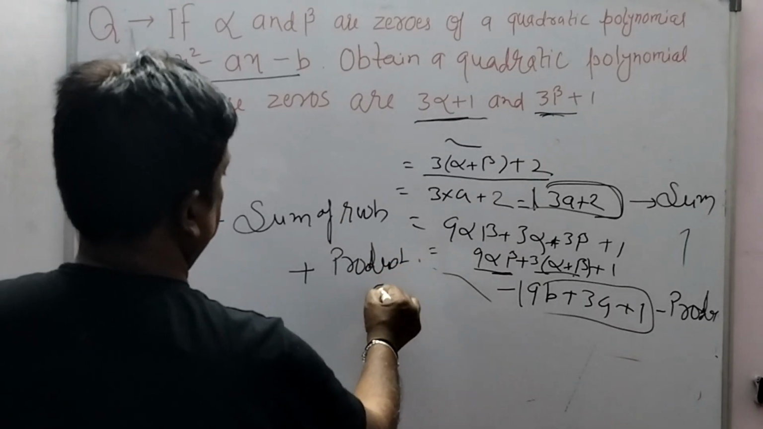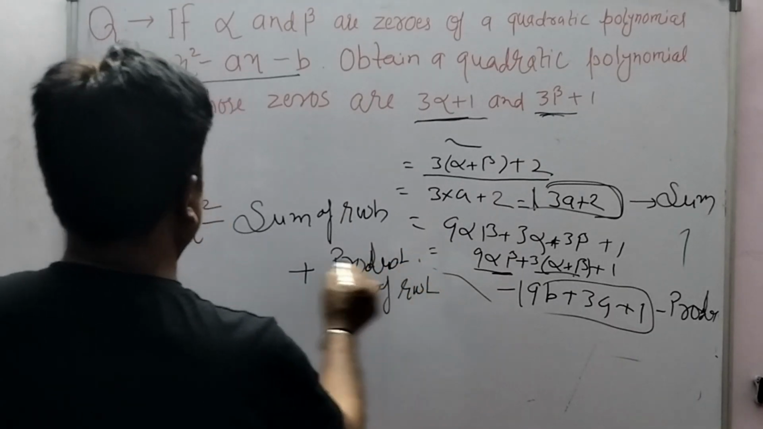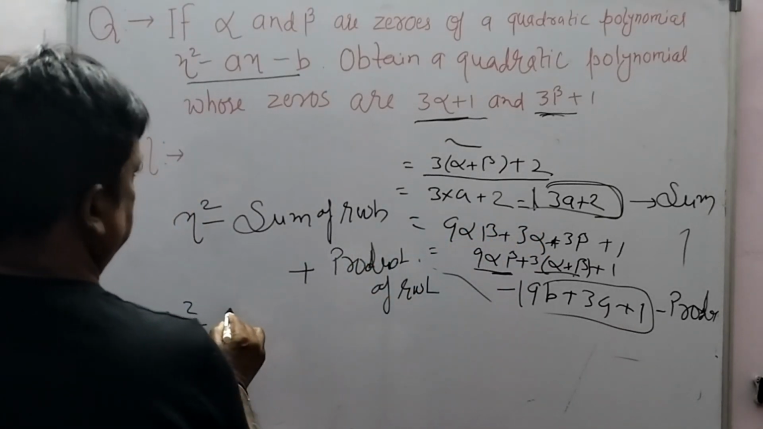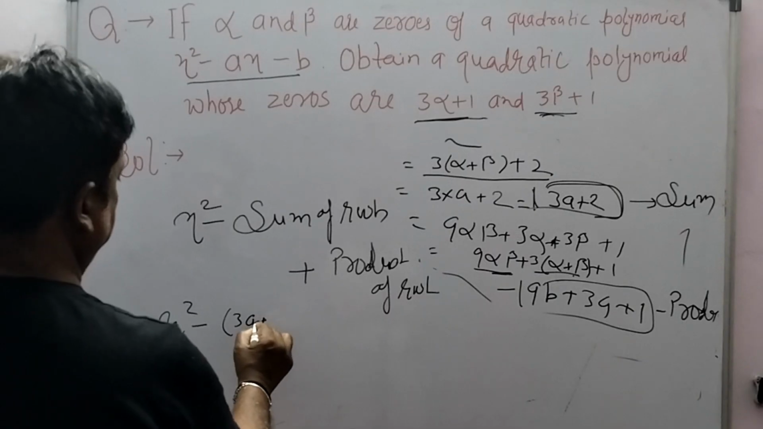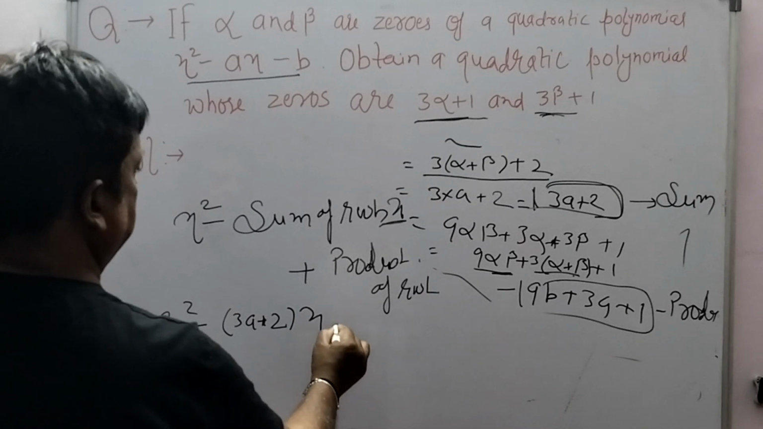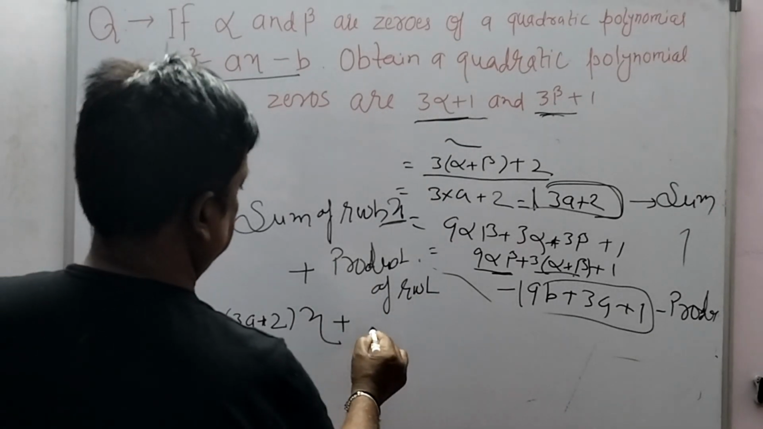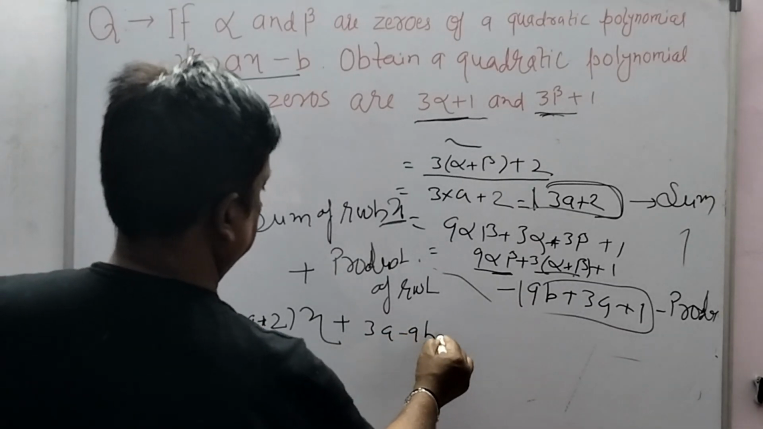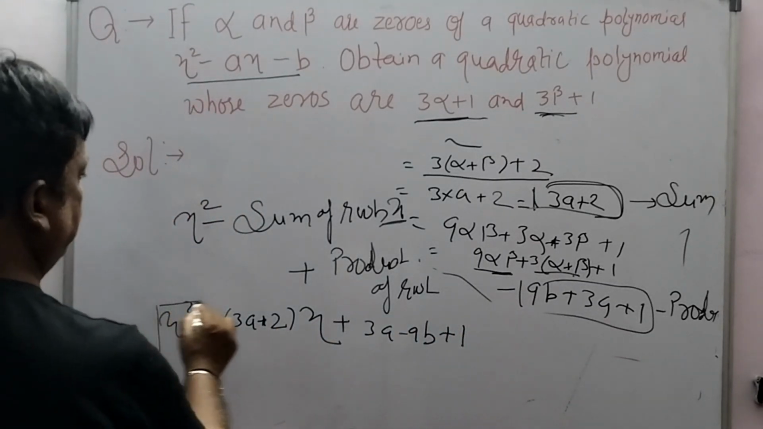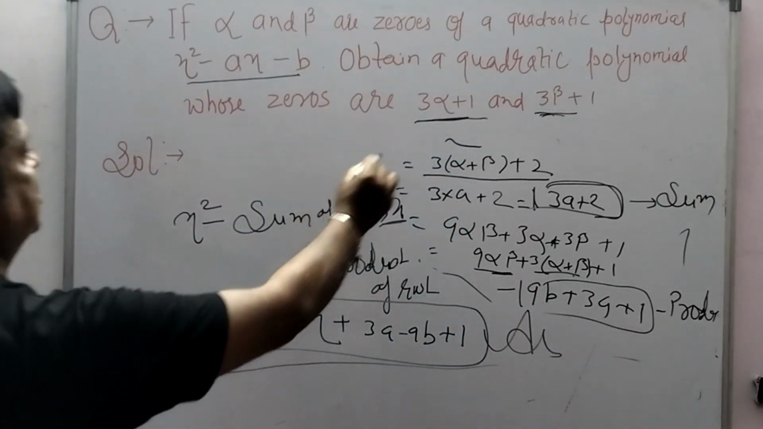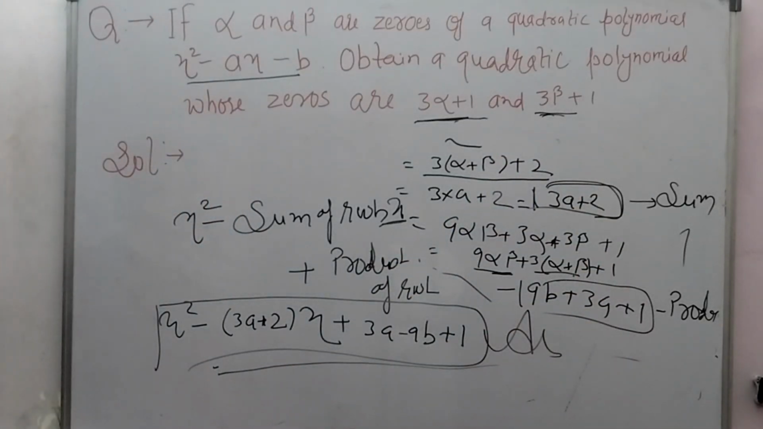Product of roots. So x squared minus the sum of roots, given as 3a plus 2. Yeah, we should use x. Then plus the product of the roots, 3a minus 9b plus 1. This is the required polynomial whose roots are 3 alpha plus 1 and 3 beta plus 1. This is the only answer. Hope you understand this.